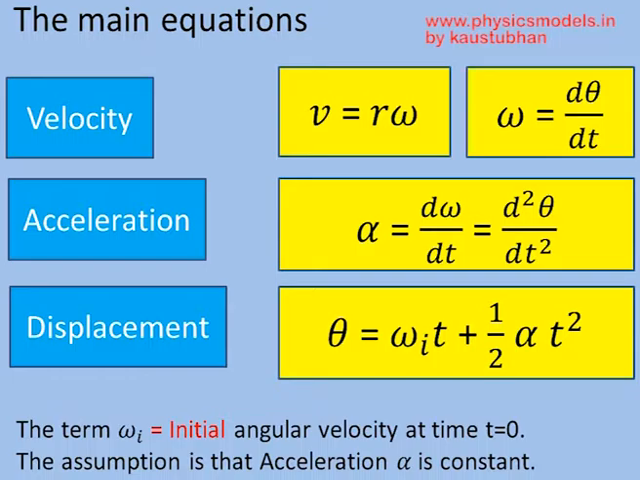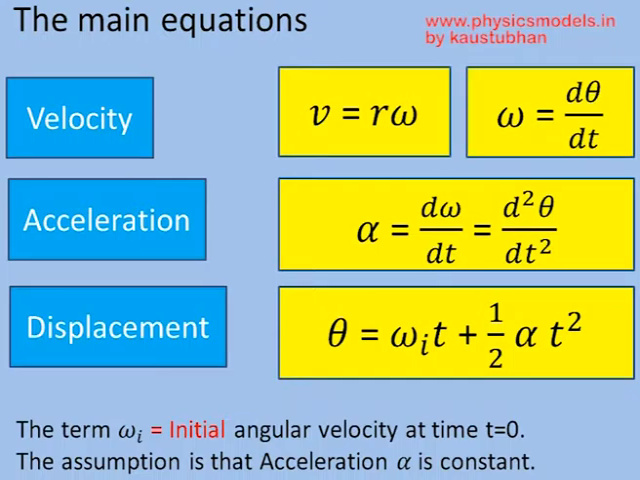The angular velocity omega is the way the angular displacement changes with time. So that's d by dt of theta, where theta is the radians. The angular acceleration alpha is the way angular velocity changes with time. So that's d by dt of omega, and also written as d squared theta by dt squared.